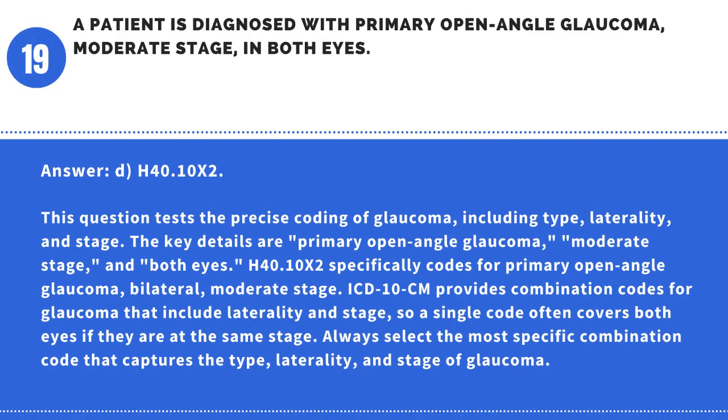H40.10X2. This question tests the precise coding of glaucoma, including type, laterality, and stage. The key details are primary open-angle glaucoma, moderate stage, and both eyes. H40.10X2 specifically codes for primary open-angle glaucoma, bilateral, moderate stage. ICD-10-CM provides combination codes for glaucoma that include laterality and stage, so a single code often covers both eyes if they are at the same stage. Always select the most specific combination code that captures the type, laterality, and stage of glaucoma.